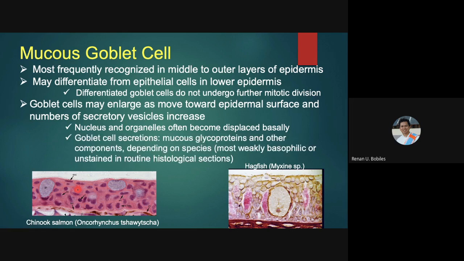Yan. So, goblet cell secretion, it secretes mucus, glycoprotein, and other component depending on the species. And mostly are basophilic. Basophilic siya pag in-stain nyo, makikita nyo siya by using a weak basophilic stain like H&E. Okay? Yan.